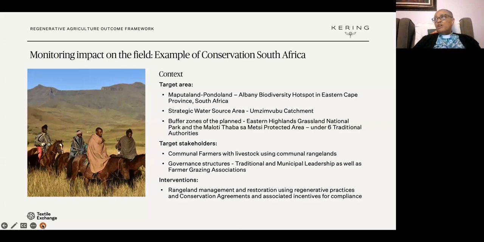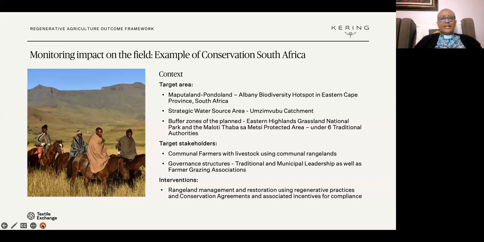In other words, groups of farmers in the community that come together and agree to implement regenerative agricultural practices in the spaces where they are. And we use as a tool to guide this process a conservation agreement, where people agree to implement particular rangeland management and restoration activities, and then receive incentives for compliance to this contract that they sign as a group.